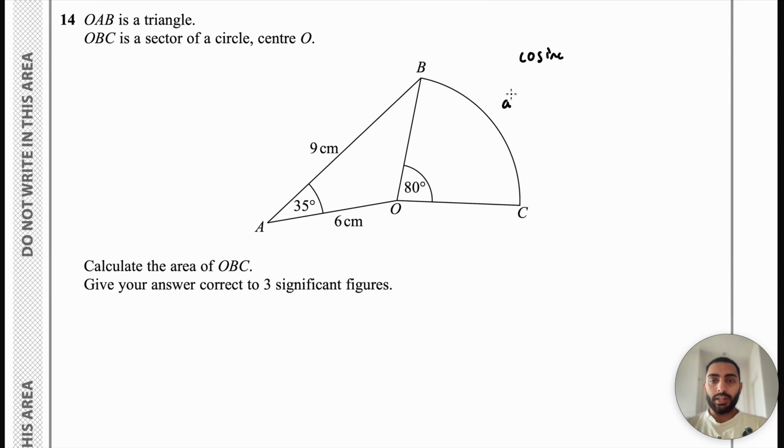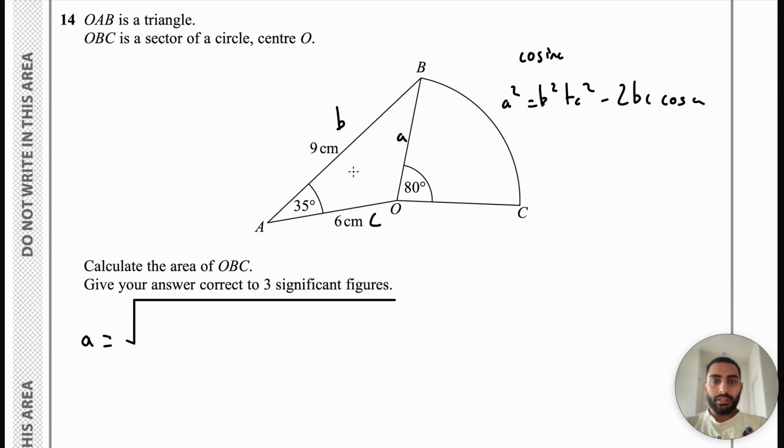So cosine rule is just a squared is equal to b squared plus c squared minus 2bc cos of A. I'm going to substitute b and c, and this will be my angle cos of A, because this is the side that I'm trying to find. This would be my a. So I'm going to substitute them into here, and then I'll square root the answer because it's a squared. So a is equal to the square root of b squared, which is 9 squared, plus c squared, which is 6 squared, minus 2 lots of b, 2 lots of 9, multiplied by 6, cos of 35.